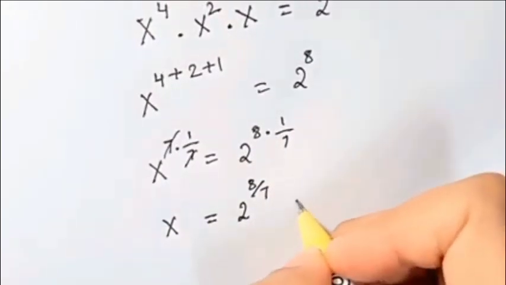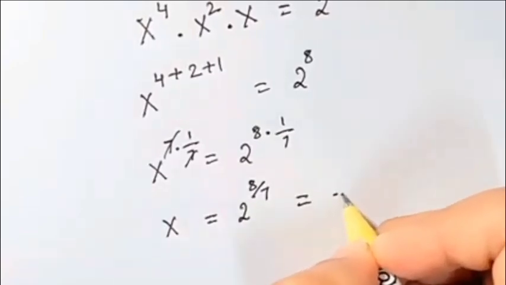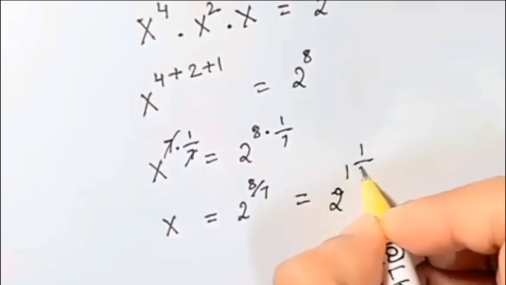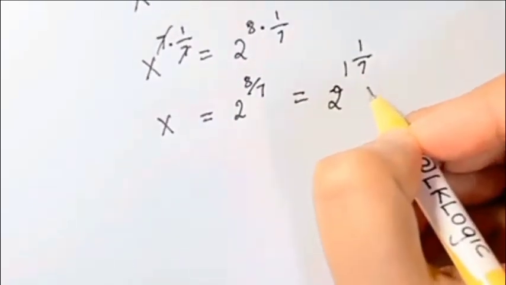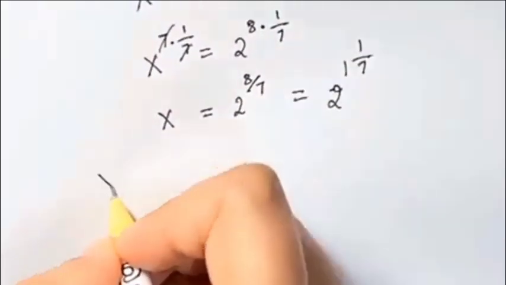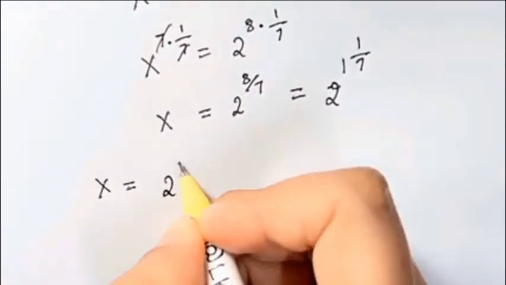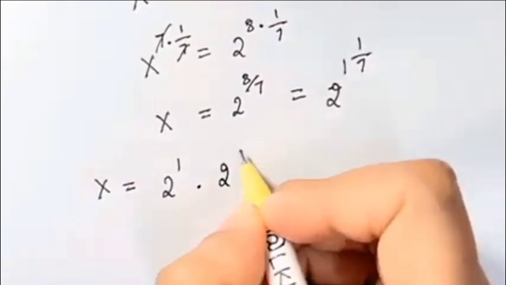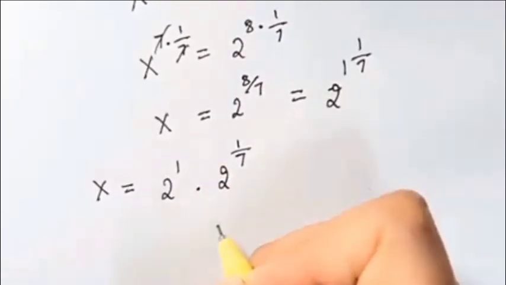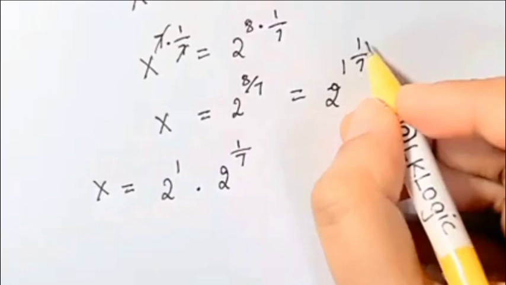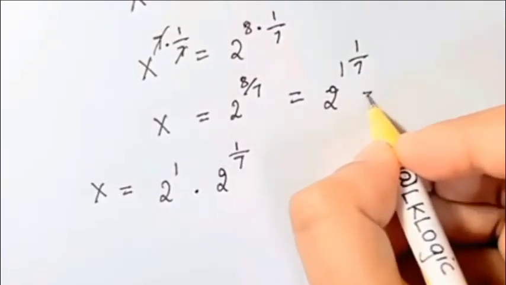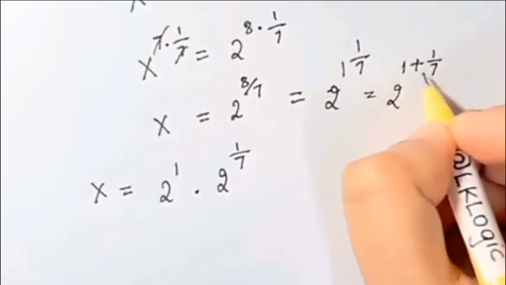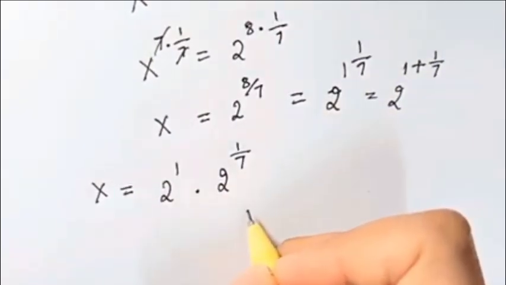And as you know, 8 over 7 can be written as 1 plus 1 over 7. And this, you can split the term. x is equal to 2 to the power of 1 times 2 to the power of 1 over 7. Is that right? Because 8 over 7 is 1 plus 1 over 7, and this you can split it this way.